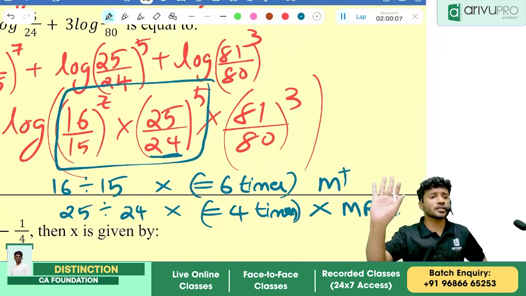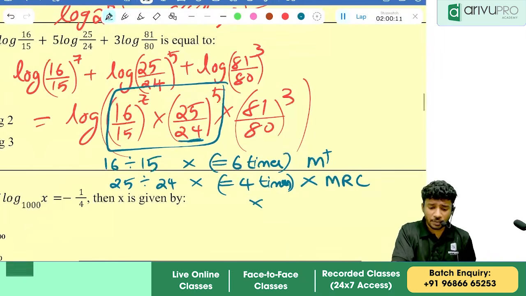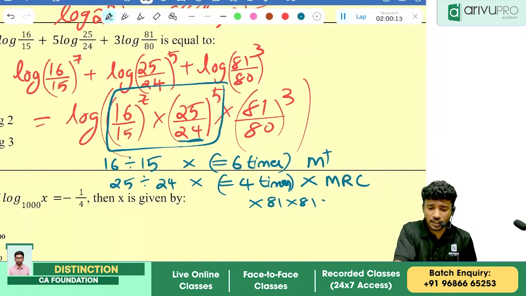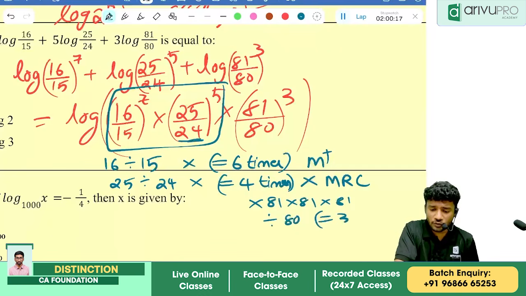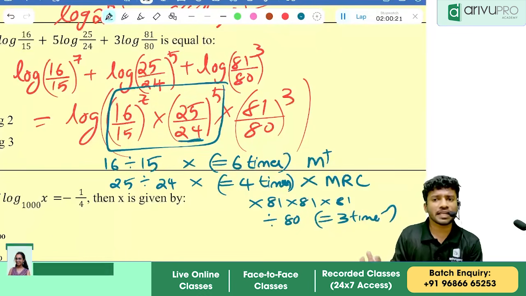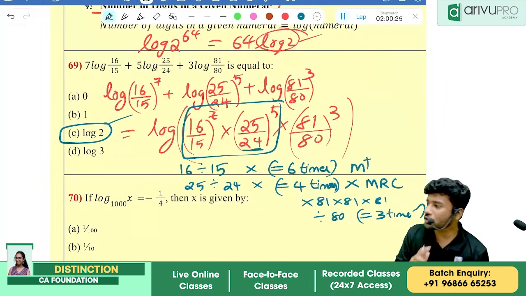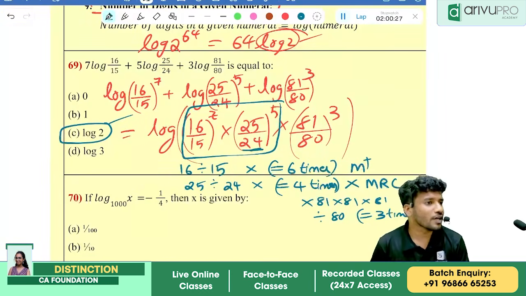Now two more methods you can choose. Either you can multiply it with 81 into 81 into 81, divide with 80, click equal to 3 times, or you can use the memory calculation. It's completely up to you. How much is the answer? Log 2. Everyone got it as log 2?